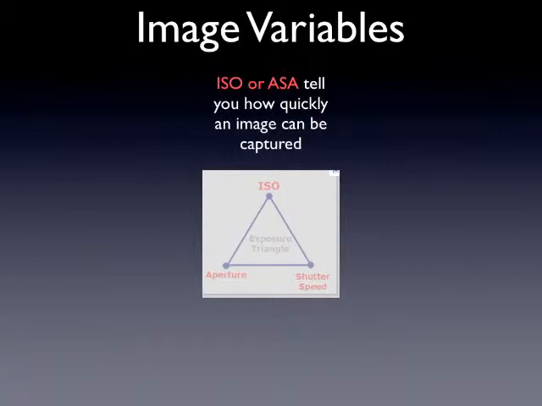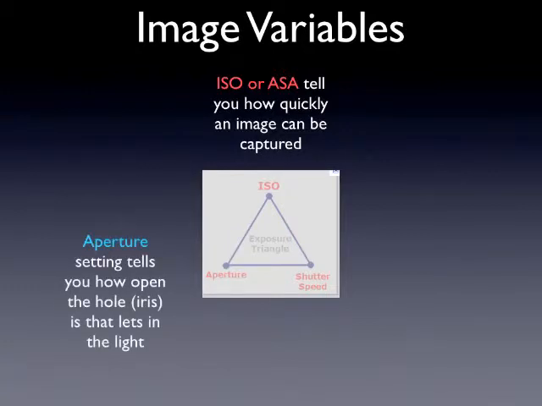The lower the number, the lower the ISO number, the longer it takes to capture an image. The higher the ISO number, the more quickly you can capture an image. The lower the number of the ISO, the higher the quality. The higher the number, even though you can record pictures faster, you lose quality. We'll talk about that later.